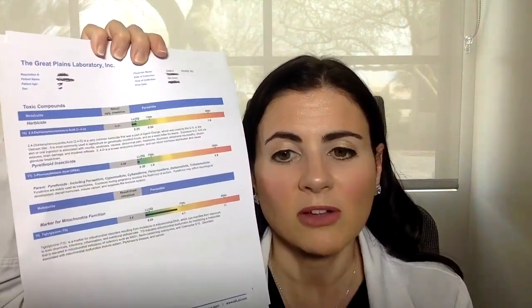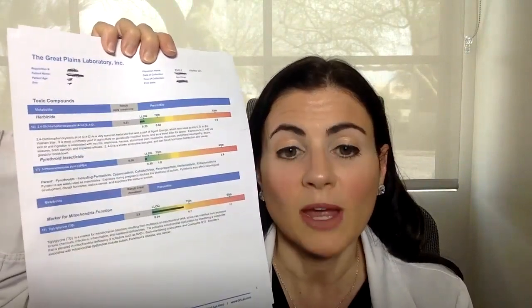The test also looks at one other really cool marker. By the way, this is a 4-page test result, and there's a total of 19 different markers. 18 of them are toxin testing. The last marker on the last page gives you a value for something called Ti-glycine, which is a marker for mitochondrial function.